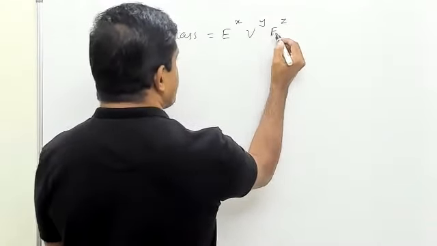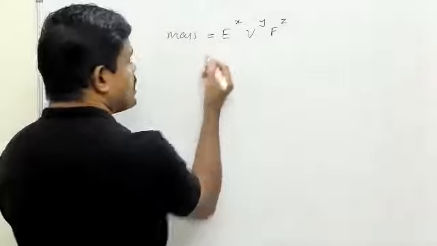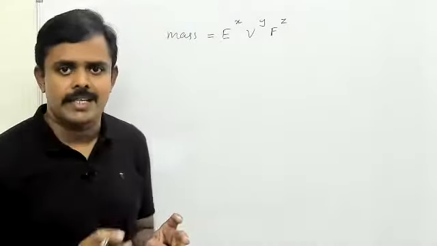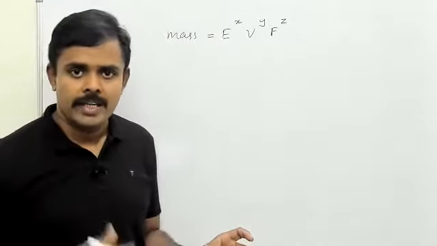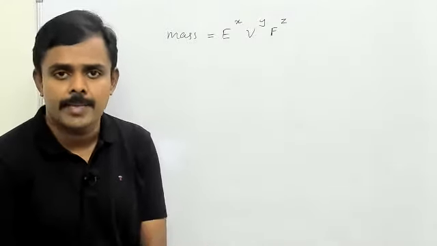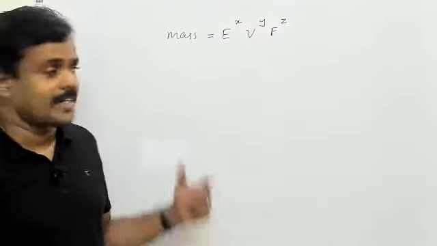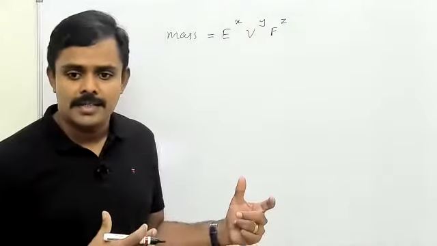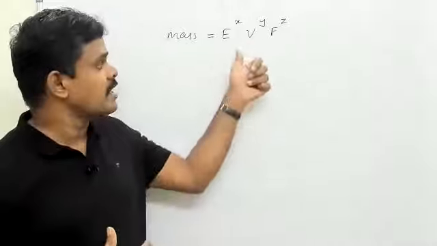What are they asking here? You know, if the fundamental quantities are not mass, length, time, MLT, not MLT anymore, instead they are energy, velocity, and force, then they are asking you to write the dimensions of mass. So in other words, they are asking you to express mass in terms of energy, velocity, and force.